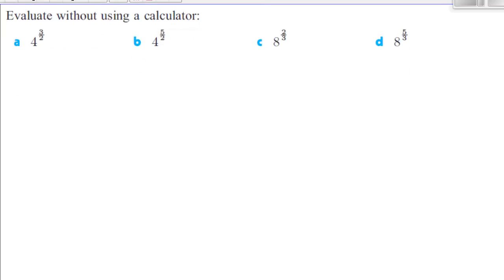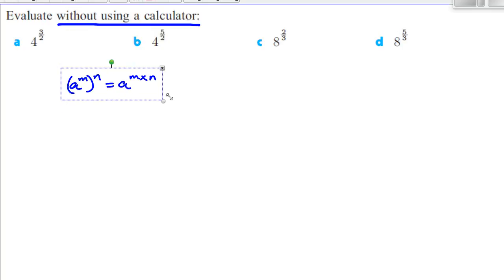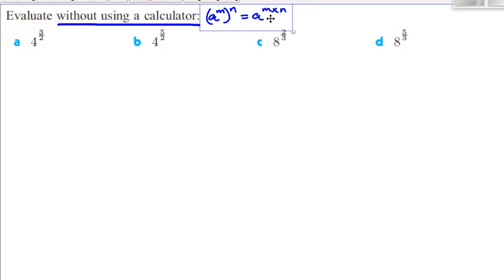Evaluate without using a calculator. Remember, we are not using a calculator. Now, to work out these questions, we will use this formula here, a to the power m, all to the power n, is equal to a to the power mn. So if you have a power over power, all you have to do is multiply the indices. We learned that previously, so this is really not new to you. I'll just put it somewhere there.